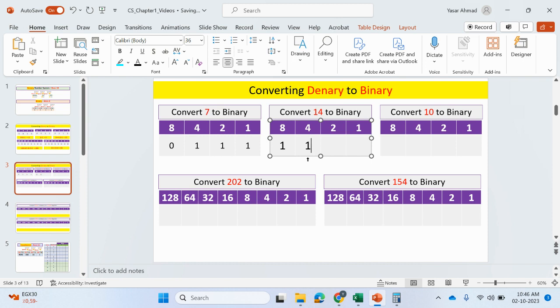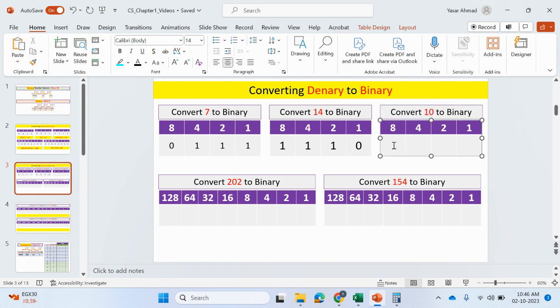And we have what's left over? 2. 2 goes into 2. And then we have nothing left over, 0. Okay. And the last 4-bit register we need to convert is this one here. So we need to convert 10 into binary.